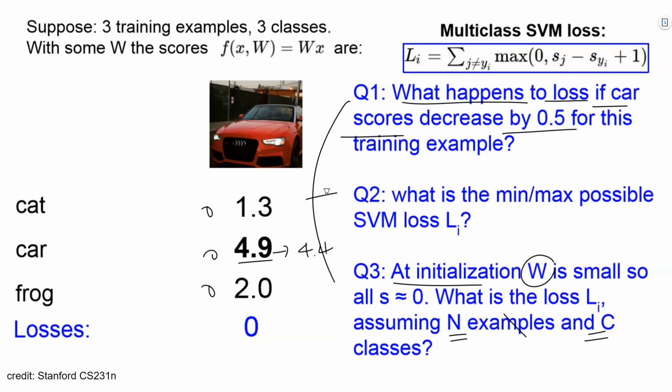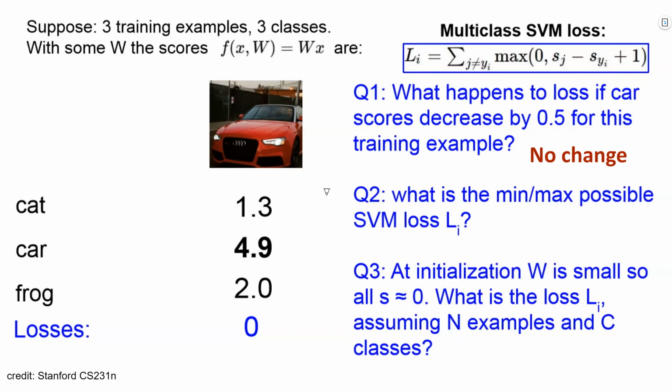All right, have you solved all these three problems on your own? Let's check the answers together. The first question, even though our linear classifier produced the score 4.4 for the car class, because this value is larger than 1.3 plus 1, which is margin, and 2.0 plus 1, larger than these two values, loss is still 0. So there is going to be no change.